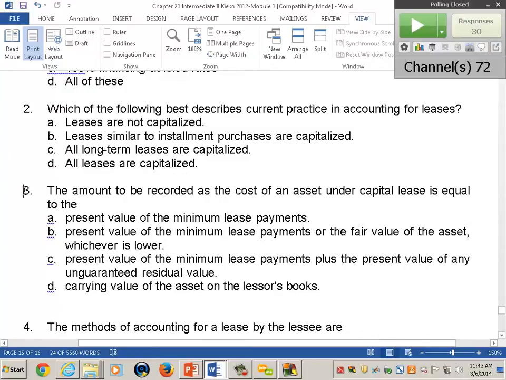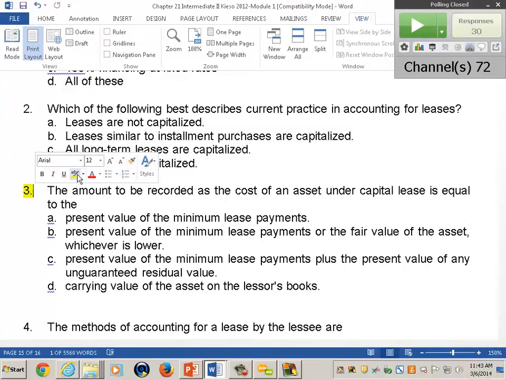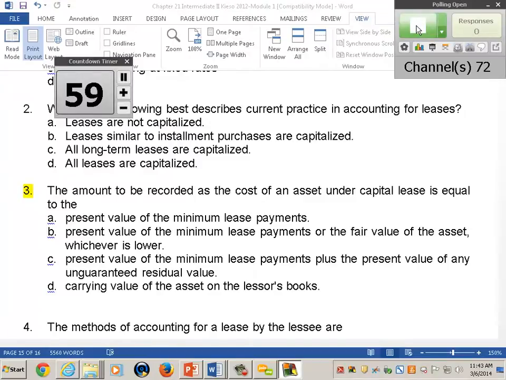All right, so let's take a look at number 3. The amount to record as the cost of an asset under a capital lease. Now again, we don't give you multiple choice questions. Just want to review some of the basics before we move ahead.